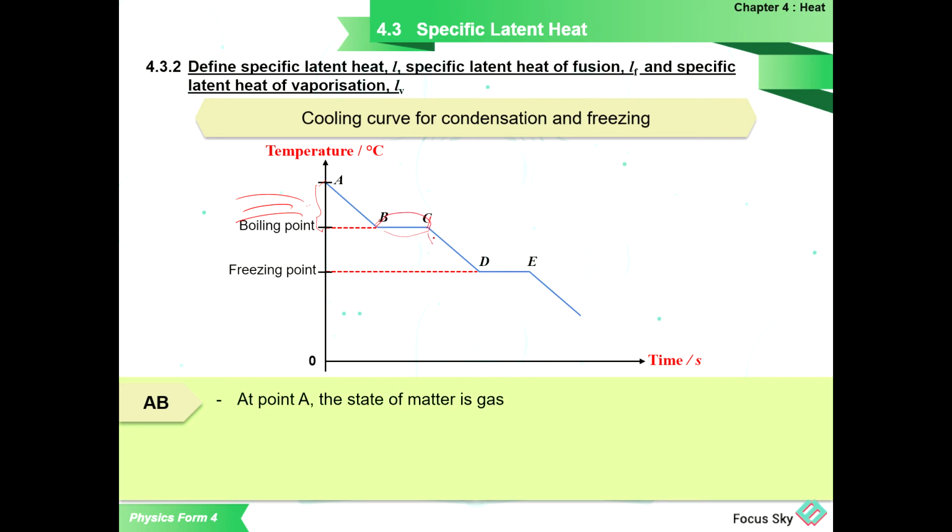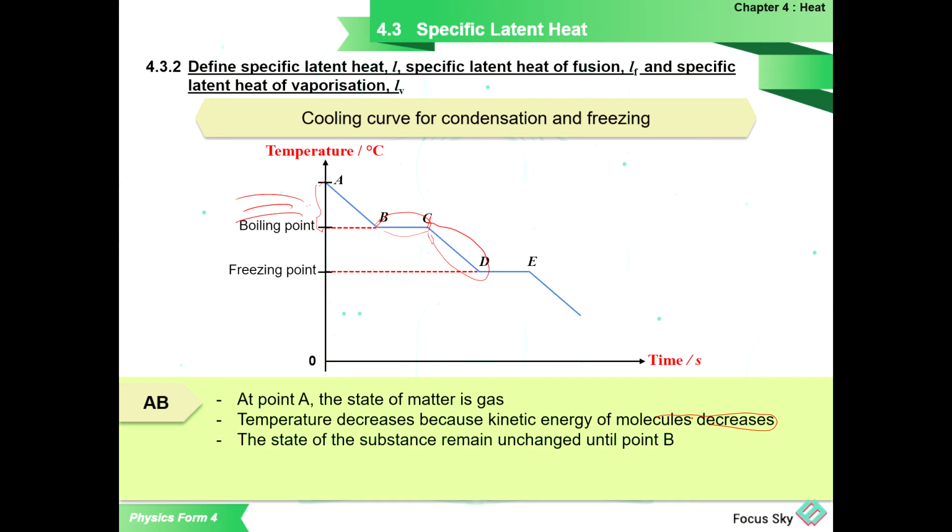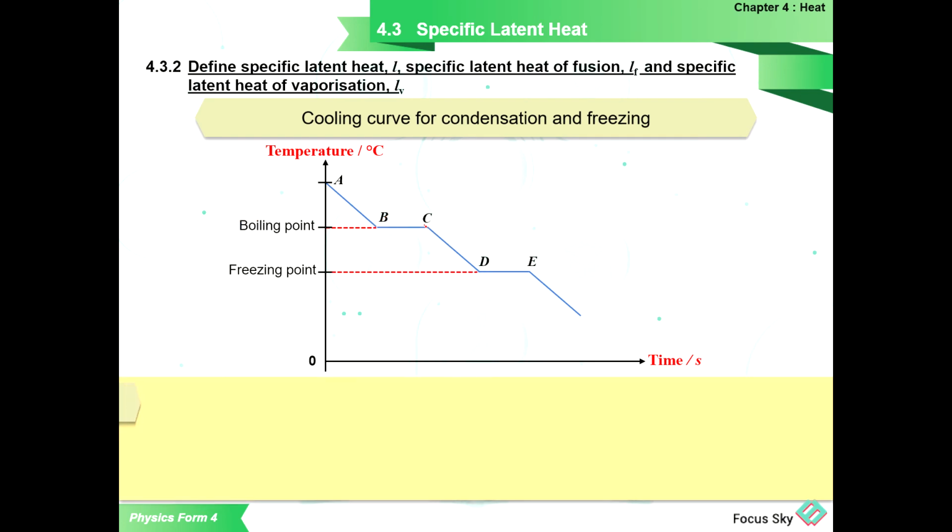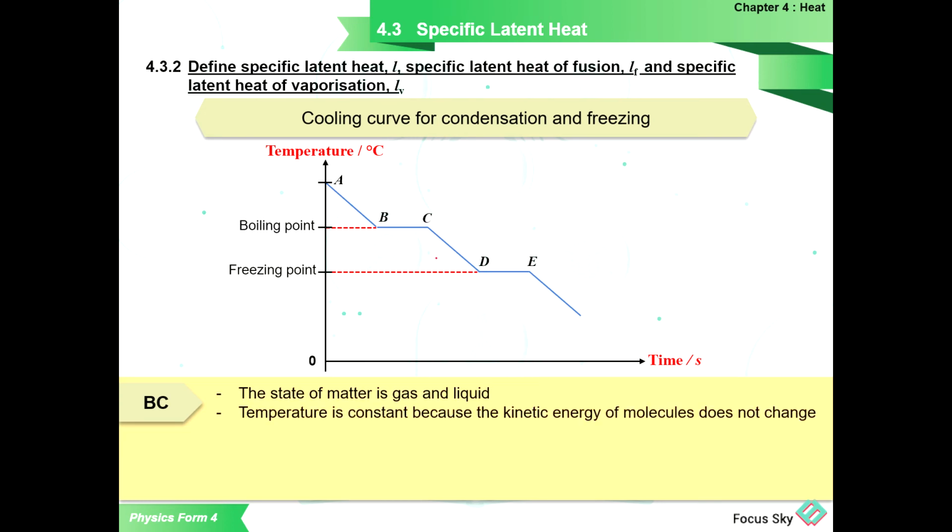So from here pun sama juga. Okay, the explanation. You release the heat. Temperature decreases because kinetic energy starts to decrease. Okay, then what happens? The state of substance remains unchanged until point B. So kat sini masih lagi gas. Sampai kat sini dah jadi liquid. Okay, you can see no changes in temperature over here. So until point B to point C.